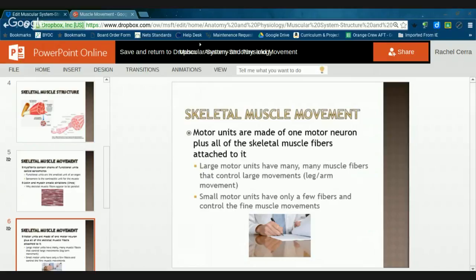So we've got the functional unit, but then you have to include the motor unit also, which is going to include the nerves that are going to be attached to your muscle fibers. So your functional unit is just what allows the muscle fiber to contract, and then your motor unit is also including the thing that's triggering or stimulating your muscle to move.